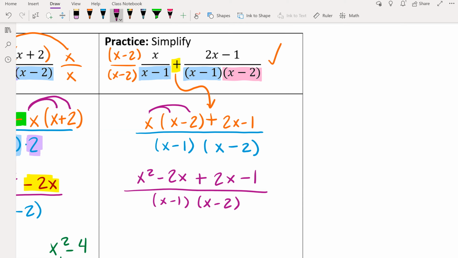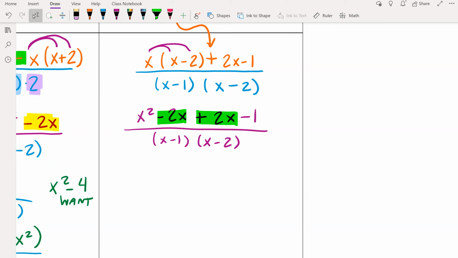Add or subtract in the numerator. So, can I combine anything in the numerator up here? Do I have like terms? Yes, I do. I have negative 2x plus 2x. That happened last time. That's just a coincidence. Okay, so let's go ahead and add those, which means they cancel to 0. So we get x squared minus 1 over x minus 1, x minus 2.